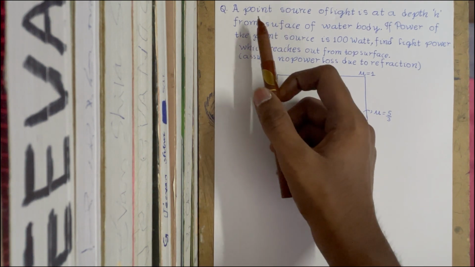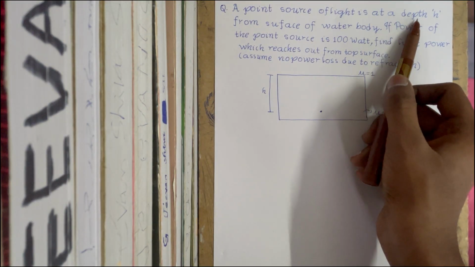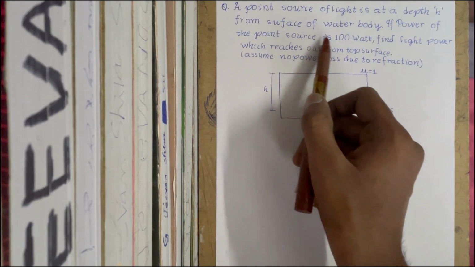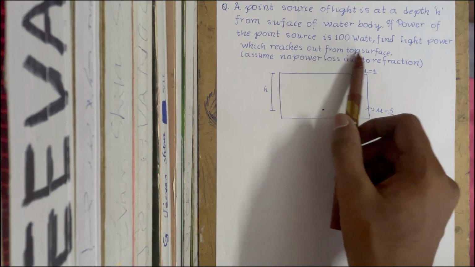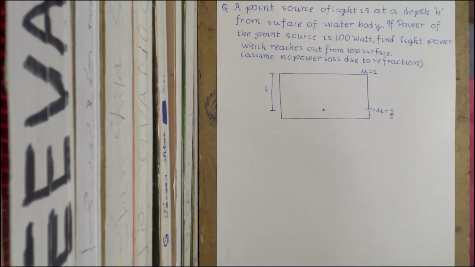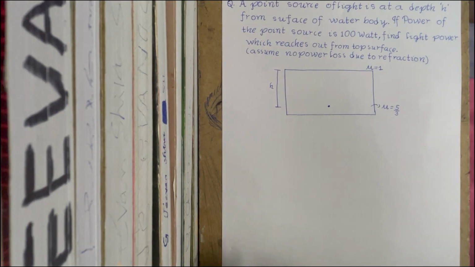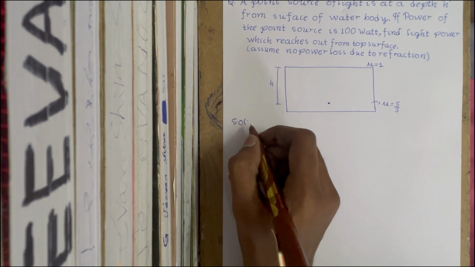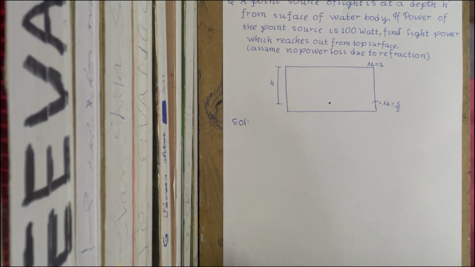So now we are gonna solve a question. The question was, the point source of light is at a depth h from the surface of water body. If power of the point source is 100 watts, find light power which comes out from the top surface. So here we are basically not assuming the power loss due to refraction. So it's a good idea for you to solve it by pausing it before I explain the solution.